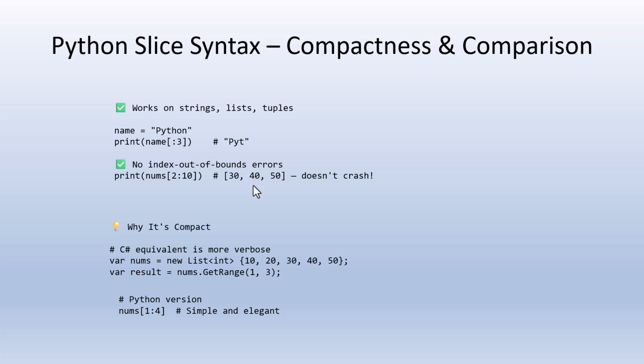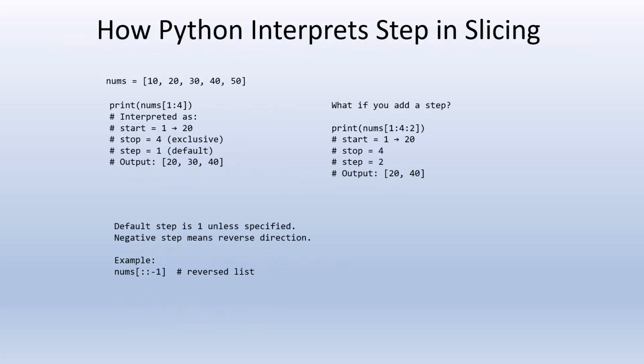And why is it compact? The C# equivalent is more verbose, like variable numbers is new list of integer 10, 20, 30, 40, 50, and result is nums dot get range 1 to 3. And the Python version is simple and elegant, nums just 1 to 4. Okay, so start is 1, stop it at 4. So this is inclusive, this element is exclusive, and it is simple and elegant.